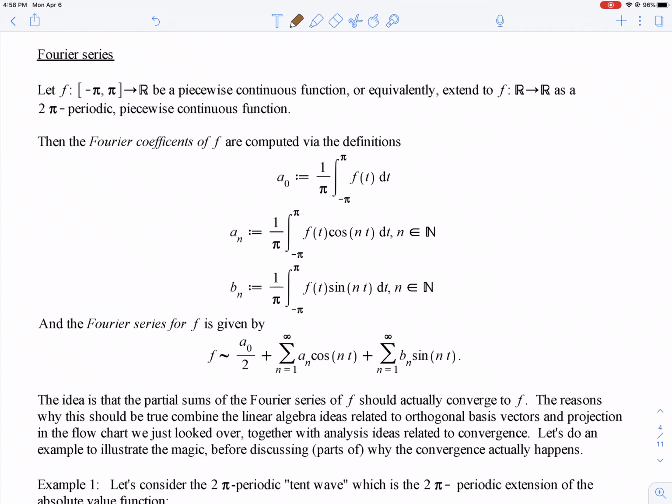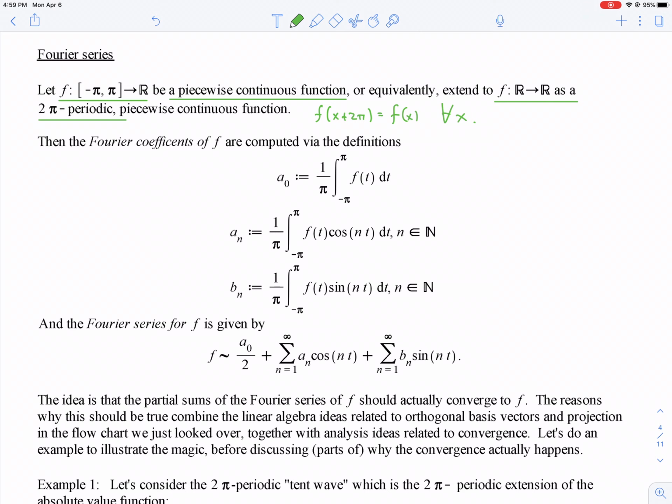Okay, so let me just give you the definition of Fourier series, and we'll initially start with the interval minus pi to pi and a piecewise continuous function f. And of course, you can extend any such function to be piecewise continuous with one of its periods being 2 pi. So you just extend it so that you have a function from R to R, which has the property that f of x plus 2 pi equals f of x for all x. And we'll go back and forth between these two ways of thinking about our function f.